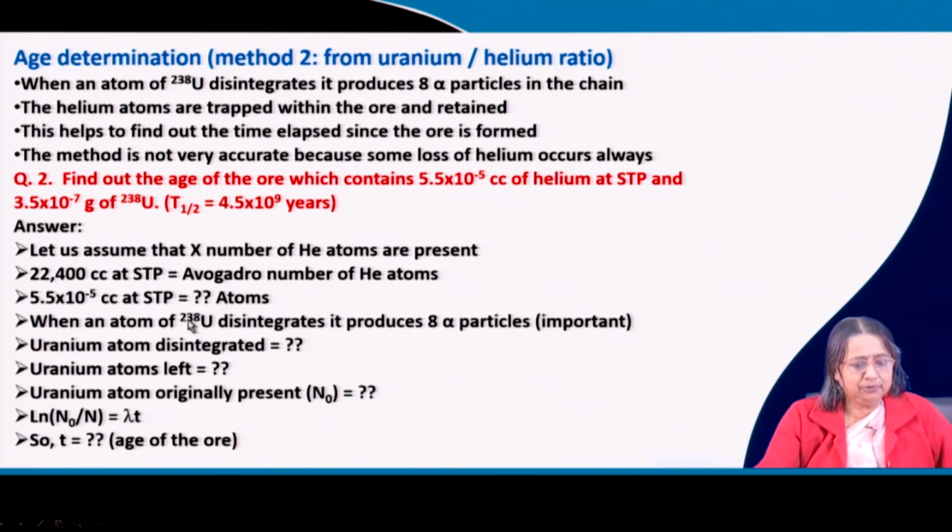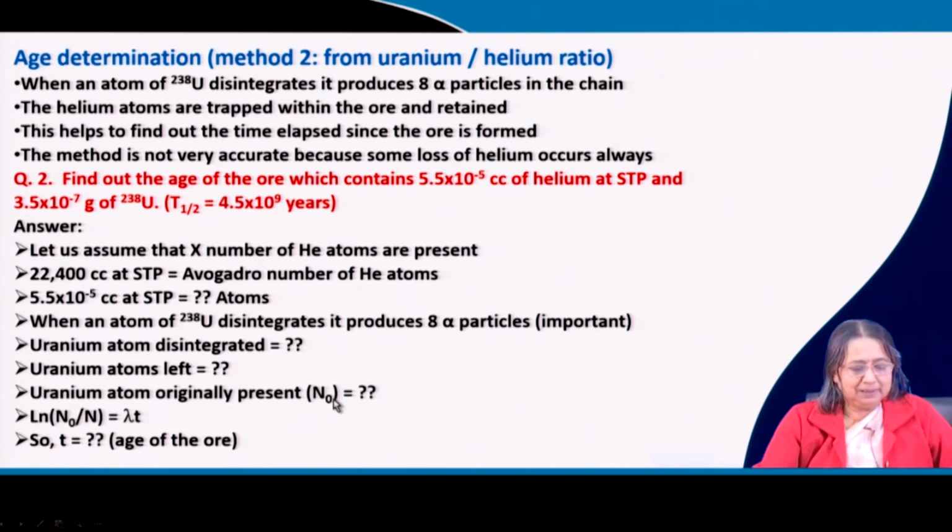When an atom of uranium 238 disintegrates, it produces 8 alpha particles. For each nuclear transformation to lead, 8 alpha particles are produced, that you have to remember and you have to use this. Uranium atoms disintegrated, how much, you have to calculate. Uranium atoms left: this is given, the ore contains so much helium and so much uranium left.